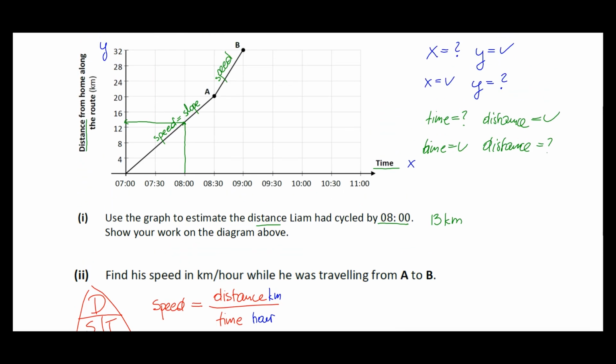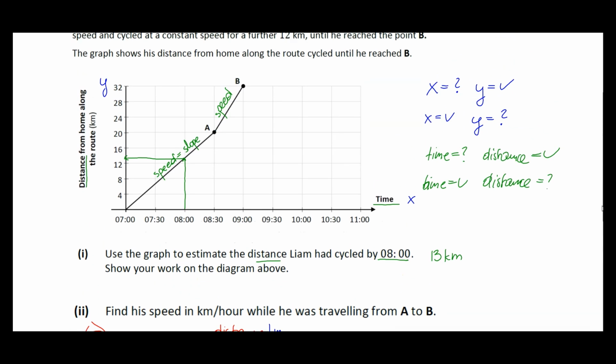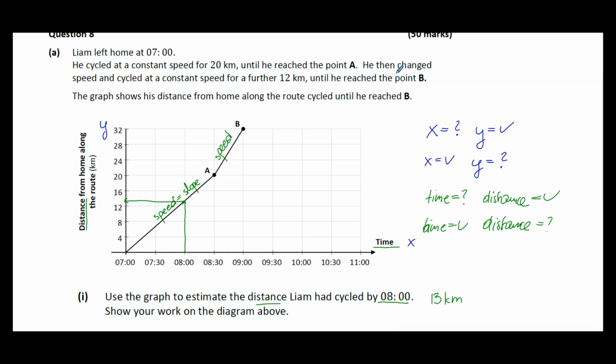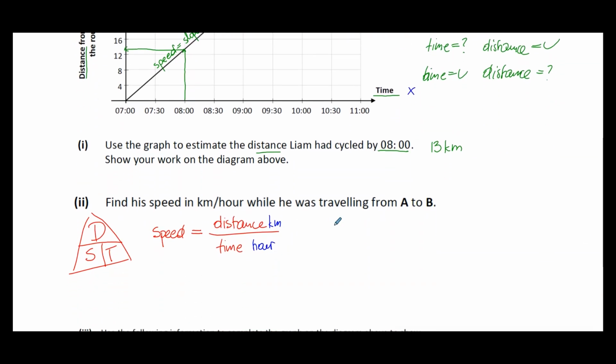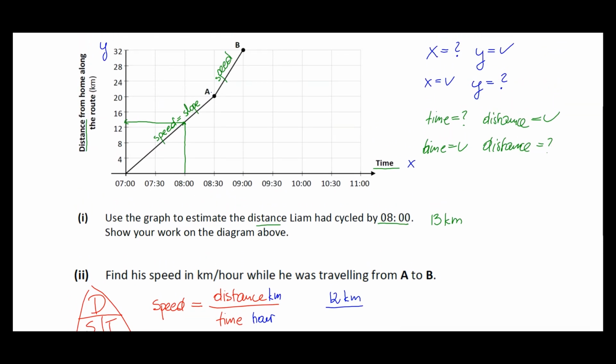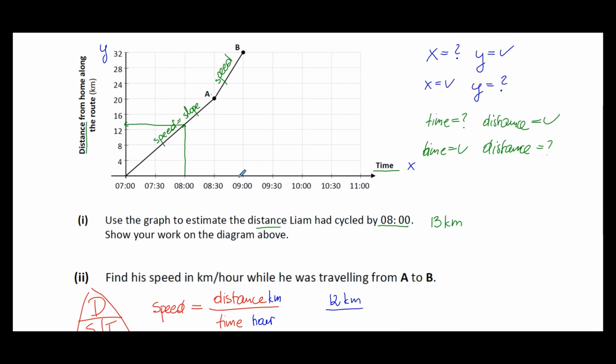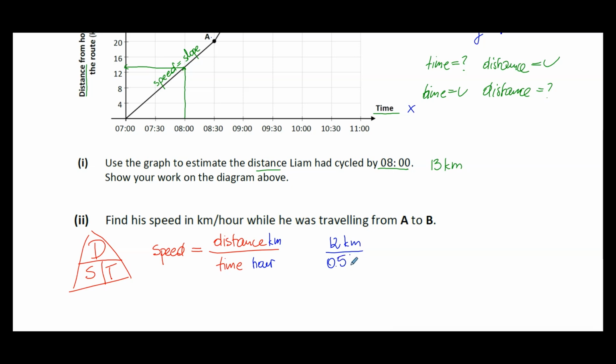From A to B, we are told he changes the speed and he does 12 kilometers. But indeed, at point A, he is 20 kilometers from home. At point B, 32. So the difference between that is 12. So we have 12 kilometers divided by the time it takes him to get from A to B. From half 8 to 9, that's half an hour, so 0.5 of an hour. We put that in the calculator and we get 24 kilometers per hour.